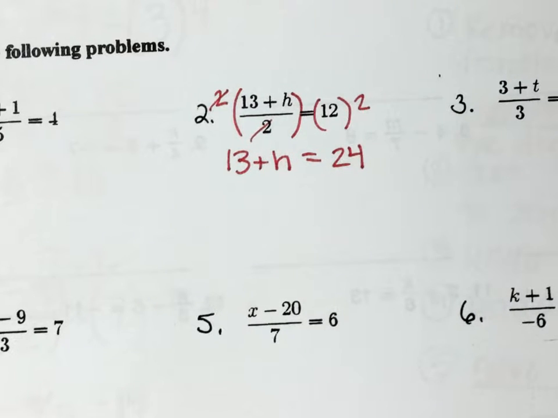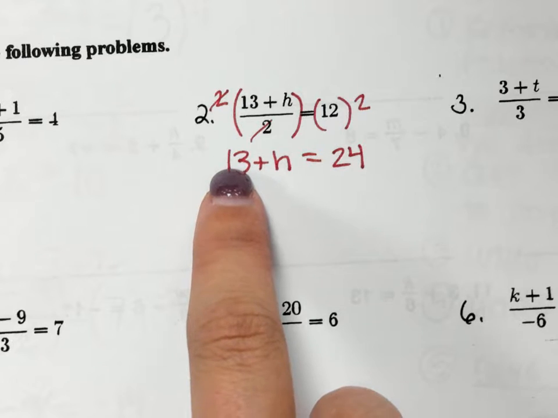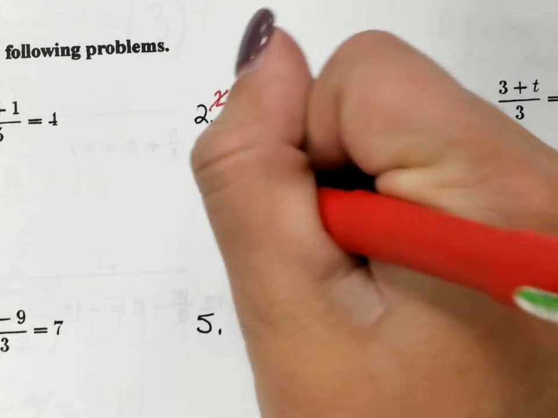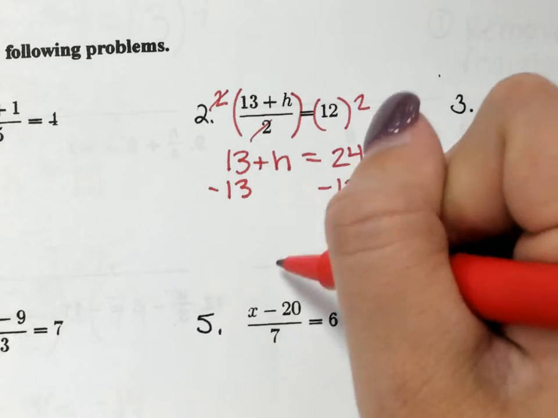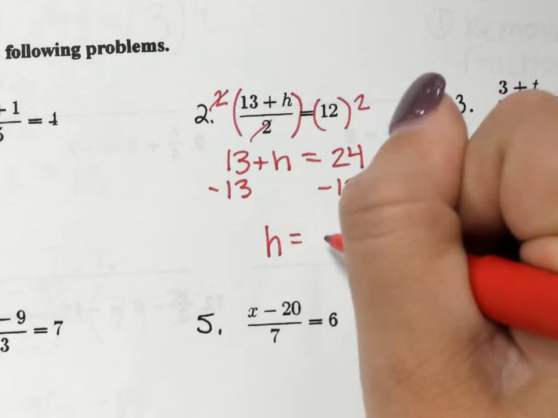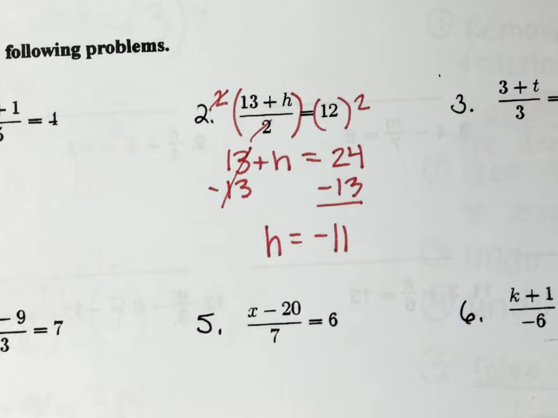So now I've got 13 plus h. I've got to subtract 13 from both sides. This is still a positive 13, so you still have to do the opposite of it, which is subtract 13. So h is equal to negative 11? Yep, it's a positive 11.